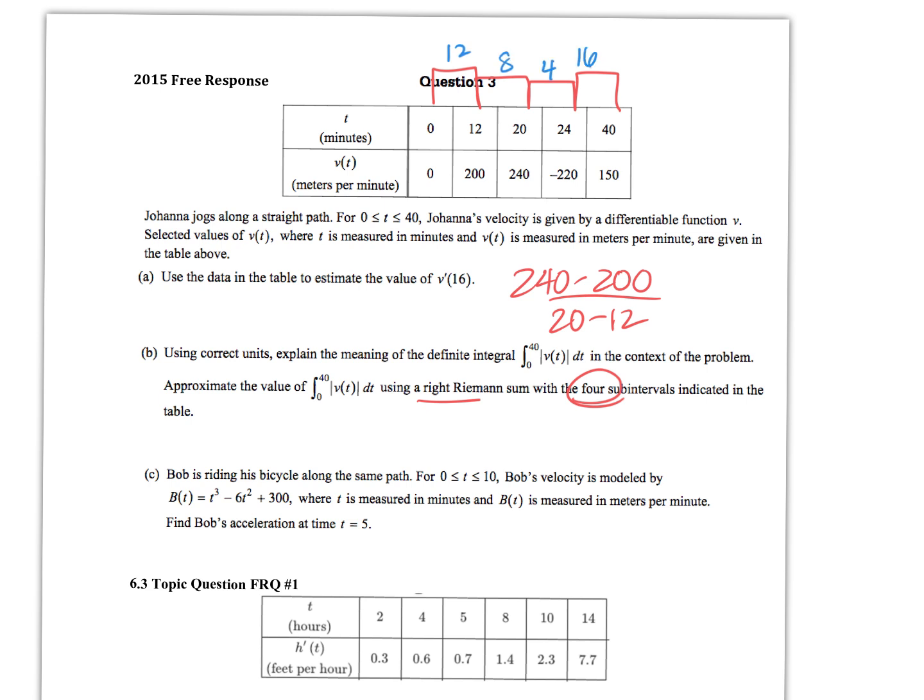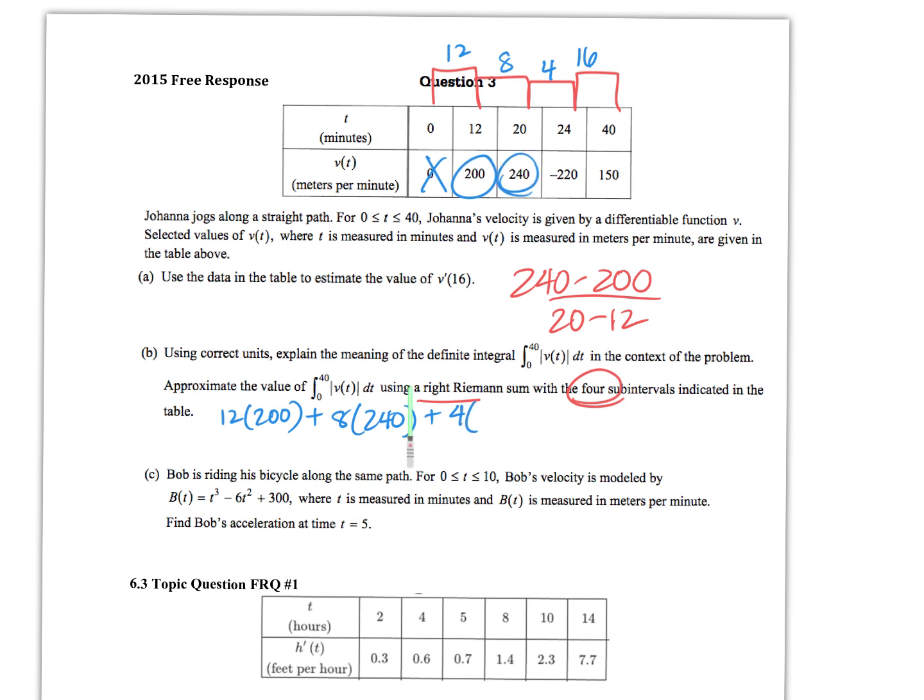Okay. Gavin, right Riemann sum. My first rectangle has a base of 12. What's the right height? 200. Very good. We don't need the 0 ever. Next rectangle, Gav. 8 times 240. Next one. 4 times -220.